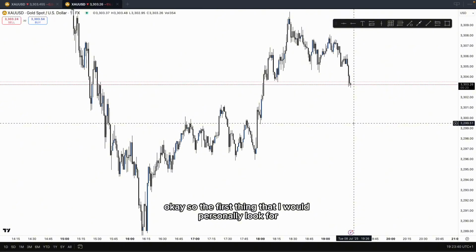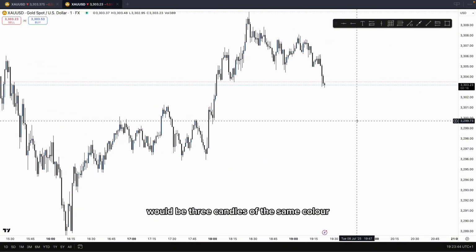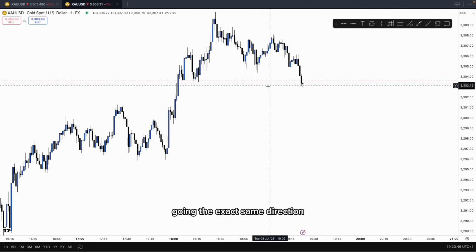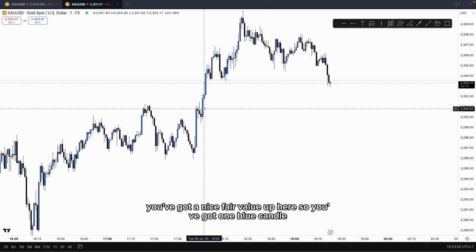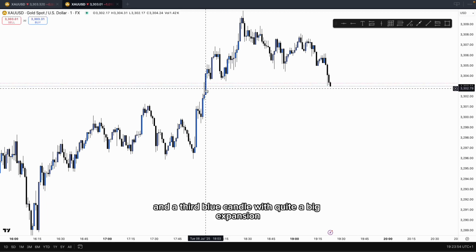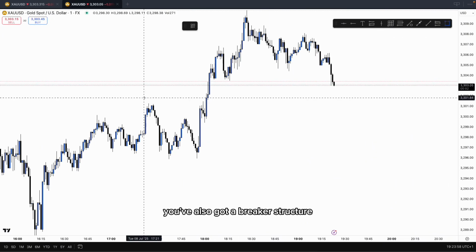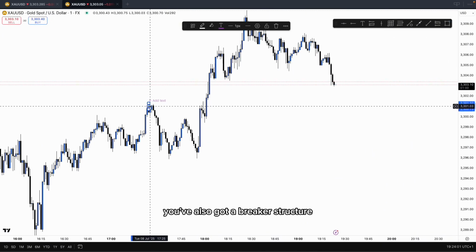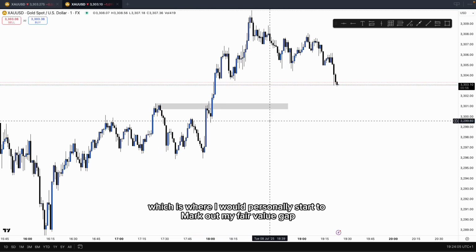Okay, so the first thing that I would personally look for would be 3 candles of the same colour going the exact same direction. So for example, you've got a nice fair value gap here. You've got 1 blue candle, a second blue candle and a third blue candle with quite a big expansion. Within those 3 blue candles, you've also got a breaker structure, which is where I would personally start to mark out my fair value gap.